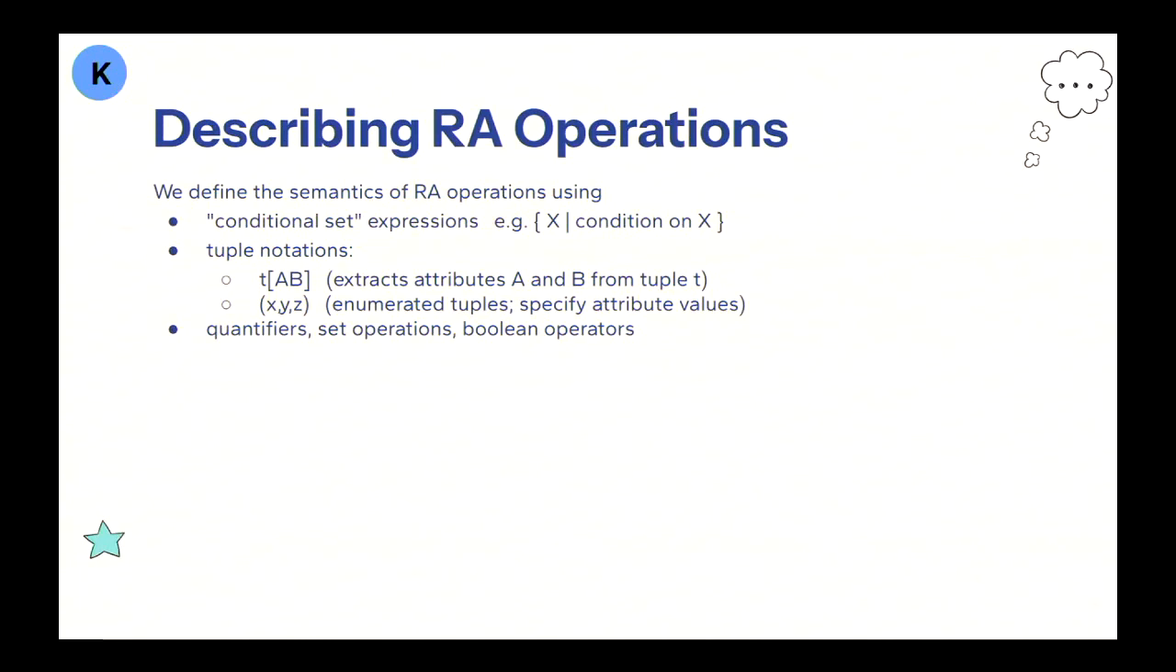For example, for set operations, we just use the symbols used for those set operations. In the following slides, this is how we are going to describe these operations. We define the mechanism of operations using conditional set expressions, because these operations will produce sets of tuples or sets of rows, and most of them will produce sets. This is the notation for writing a set of values fulfilling certain conditions. For tuple notation, here are two different notations of representing tuples. T[A, B] means extracting attributes A and B from the tuple T, and this symbol here means a tuple with the values of X, Y, and Z.